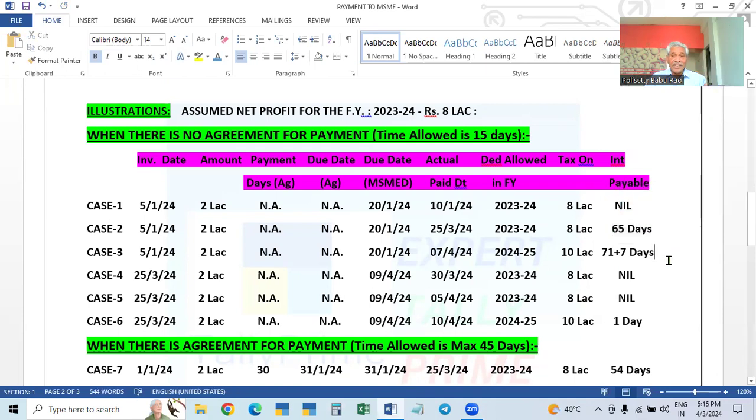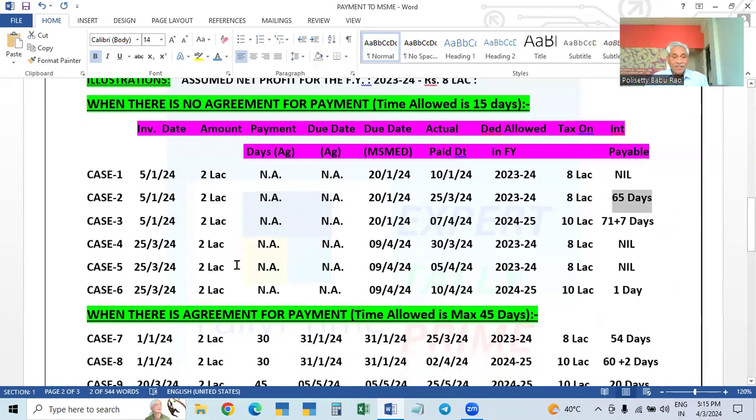So for the first 30 days, interest will be calculated, compounded. Again for 30 days, interest will be calculated, compounded, and then calculated for 5 days, total 65 days. So for 65 days, the interest is to be paid. The third one, the same thing, everything, due date, everything same, paid on 7/4.